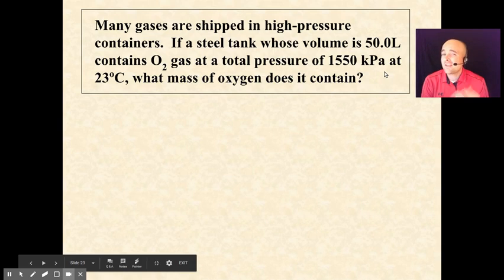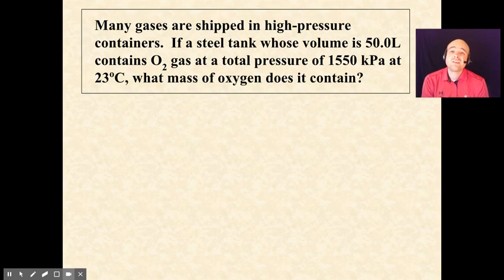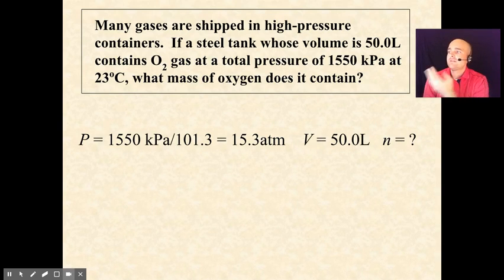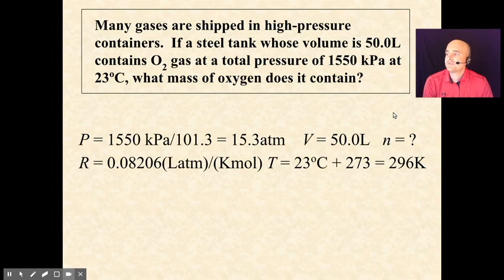Kilopascals are not going to be on the AP test, but you'll still run into them. So let's go ahead and use it. It's given to you in kilopascals, and we divide by 101.3 to get it to atmospheres, because we like working in atmospheres better. Then we have volume as 50 liters, and then our unknown number of moles. And I know it's going to be an ideal gas equation, so I pick my value of R that has the atmospheres. And then I'm going to convert my temperature to Kelvin.